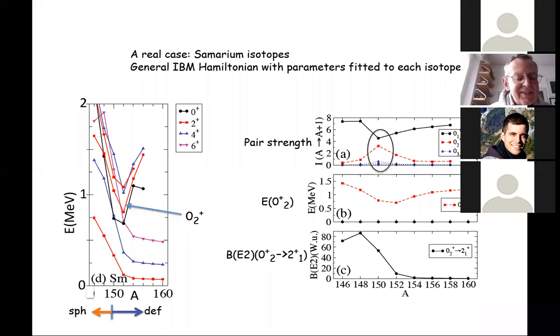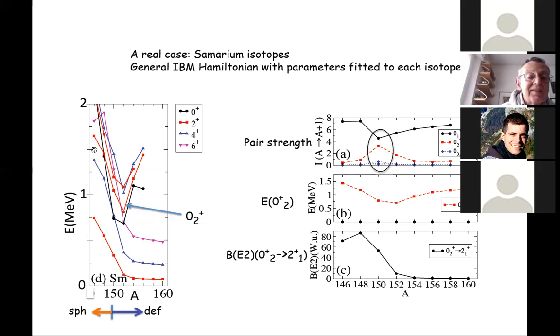Instead of having just these very simple models, let's take a real case. Let me take the samarium isotopes, and these are results for the energies of the different spectra of the different samarium isotopes obtained by fitting a general IBM Hamiltonian for each isotope. So let's say that these theoretical calculations are very close to the experimental data, and then you see that in fact in the low mass samarium, there is a spectrum that resembles a vibrator.